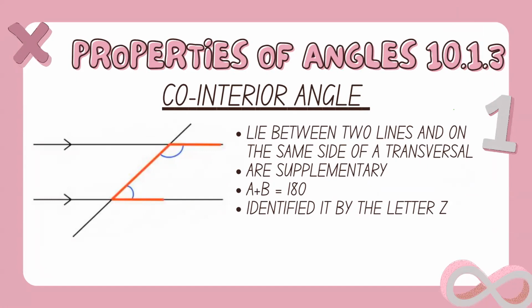Co-interior angles are between two lines on the same side of the transversal, and they are supplementary. So A plus B will always equal 180, and they are identified by the letter C. Next slide.